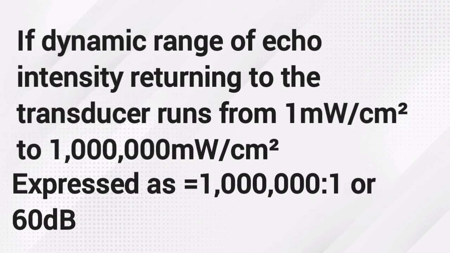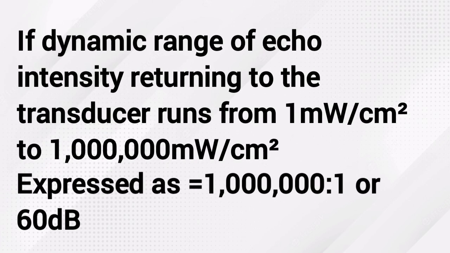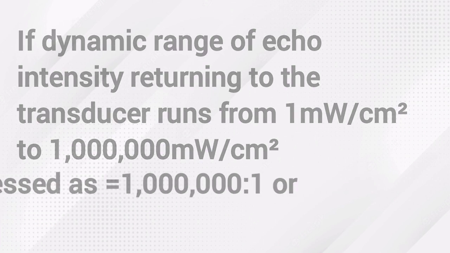So contrast resolution can be described in terms of the dynamic range of echoes that can be assigned a shade of gray. For example, if the dynamic range of echo intensity returning to the transducer is from 1 milliwatt per centimeter squared to 1 million milliwatts per centimeter squared, this can be expressed as a dynamic range of 1 million to 1, or 60 decibels. This calculation was done in our last lecture. I want you to take a look at it and understand how we arrive at 60 decibels.